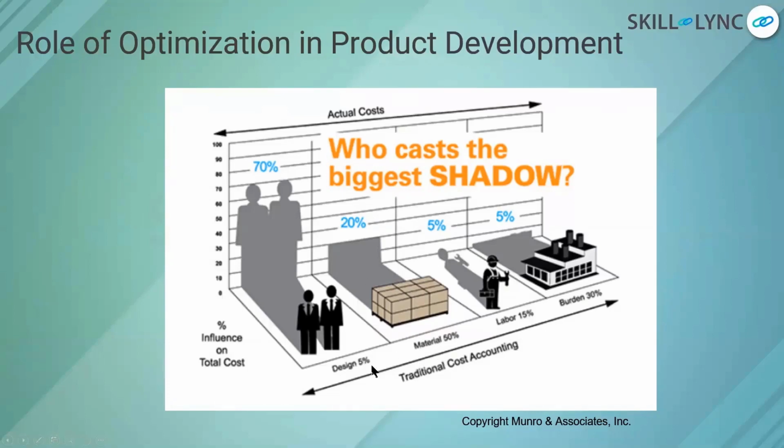So if the product is optimized correctly, considering all the variables and constraints, then you could have huge savings by doing an optimized design. That is where optimization can play a very crucial role in product development.